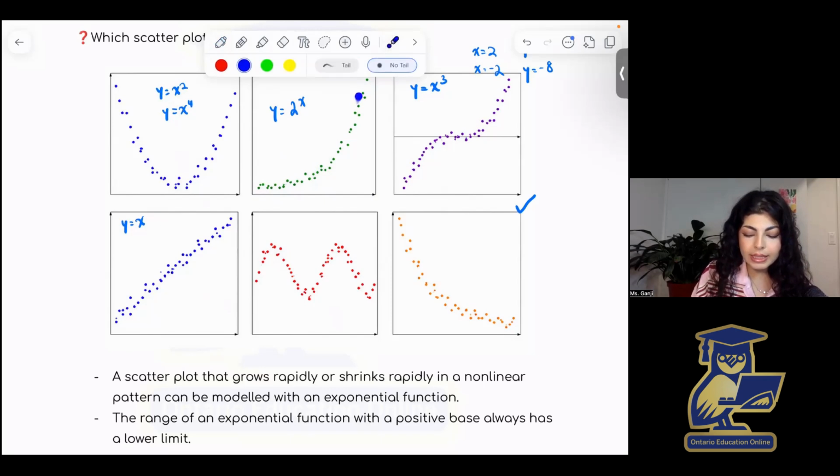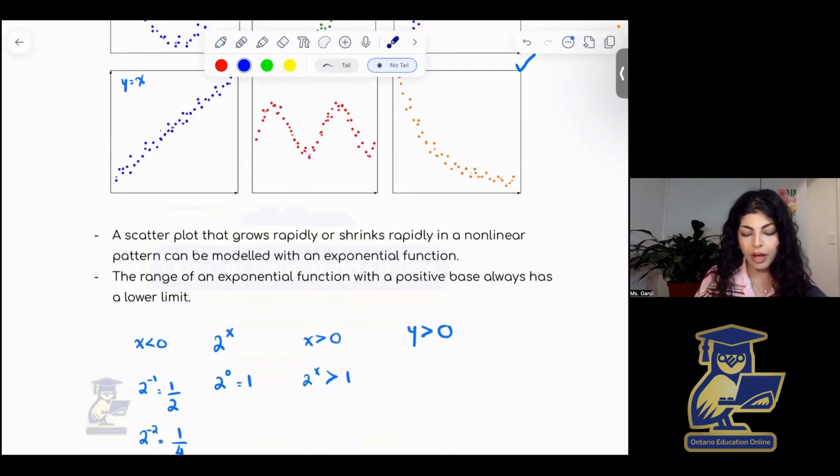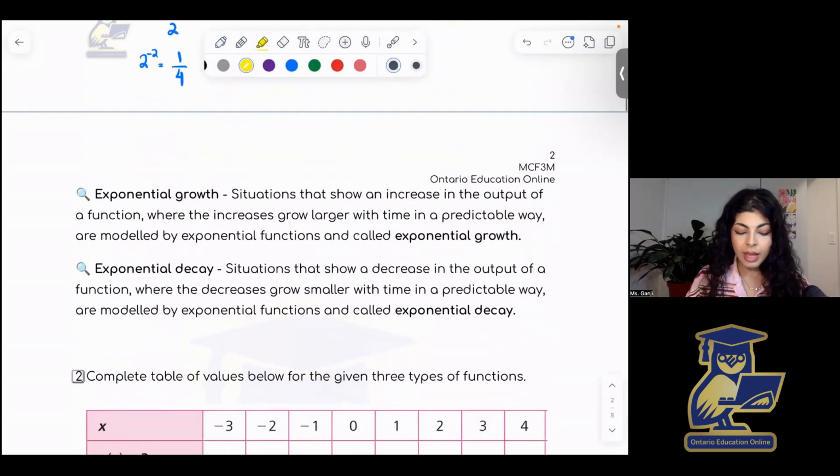And we can see that this is growing as x is growing, but as x is decreasing, then this will just keep going towards the y is equal to 0, or sorry, the y-axis line, but it will never actually pass it and go into the negative. So we have a lower limit there.